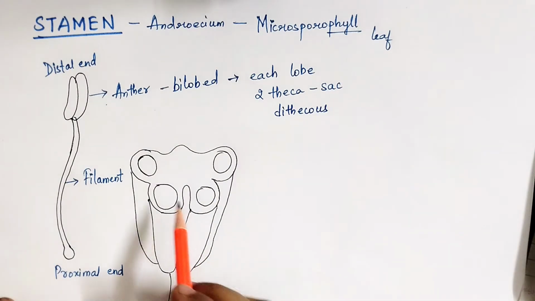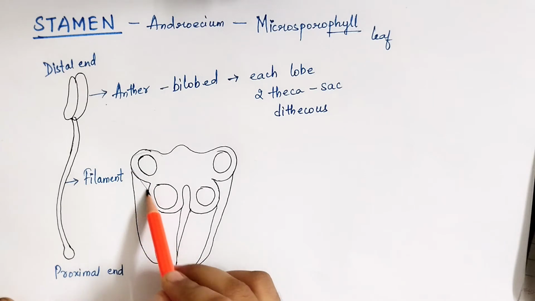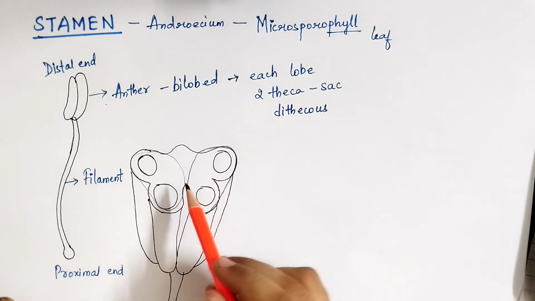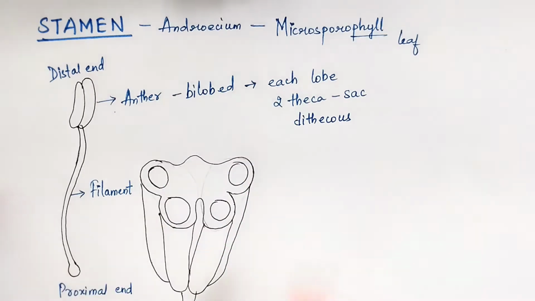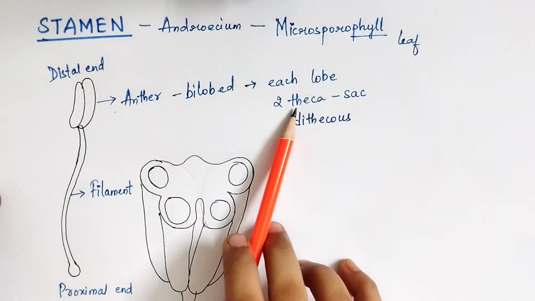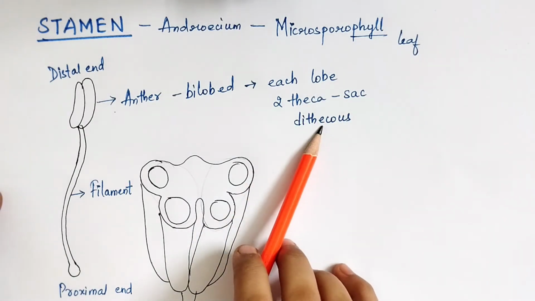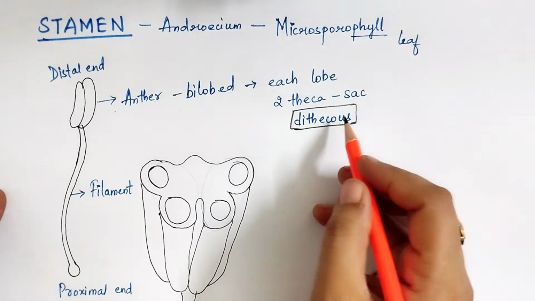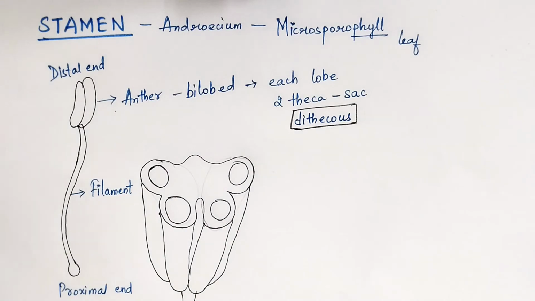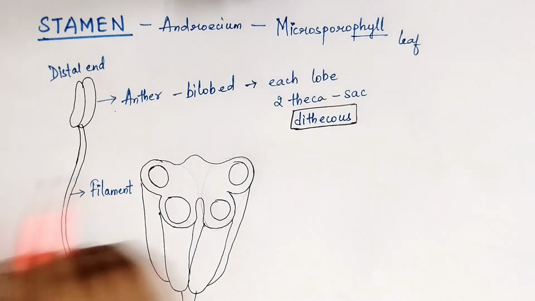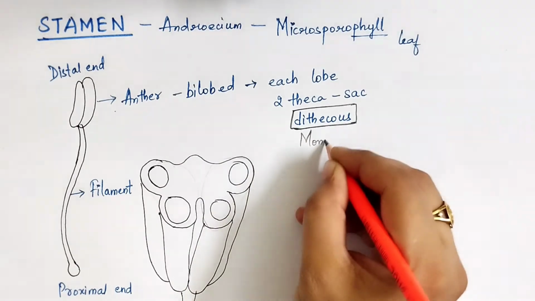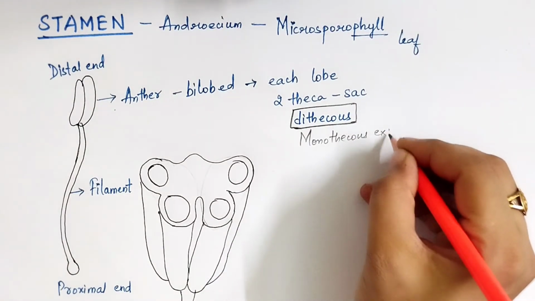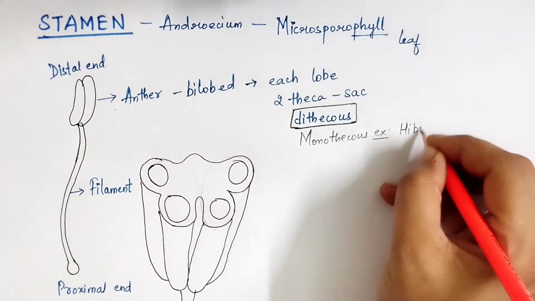You can see here, this is the first lobe, and this together will form the second lobe. Now these are nothing but the theca. In each lobe the anther has two sac-like theca, and hence it is called dithecous. Now there are certain species of plants where the anther has only a single lobe. That condition we call monothecous. You can find this condition, for example, in hibiscus.